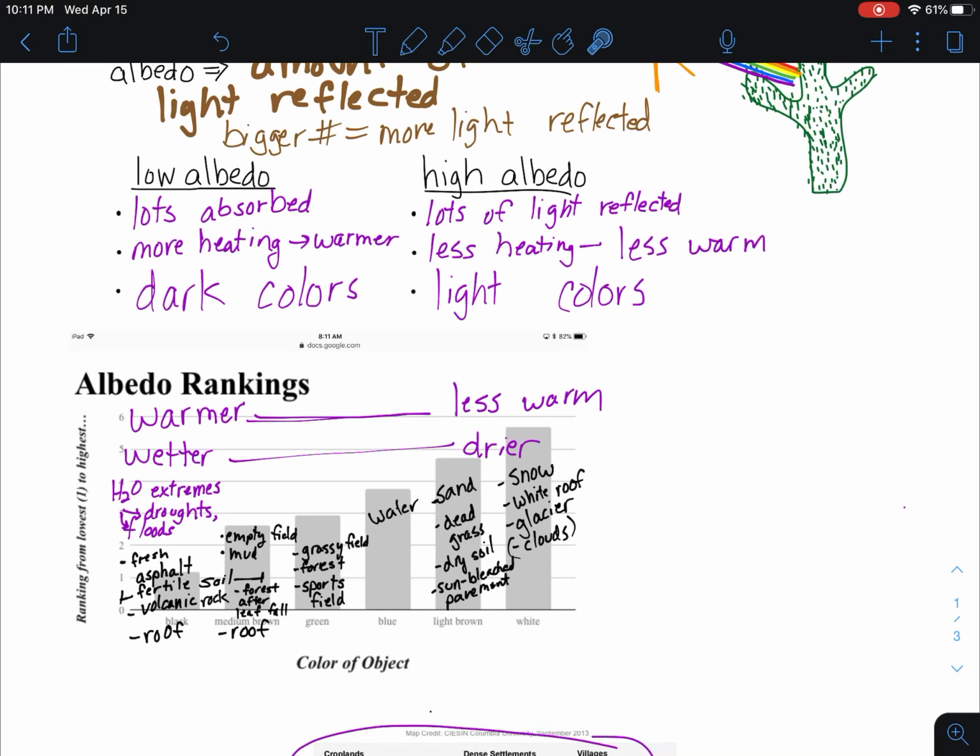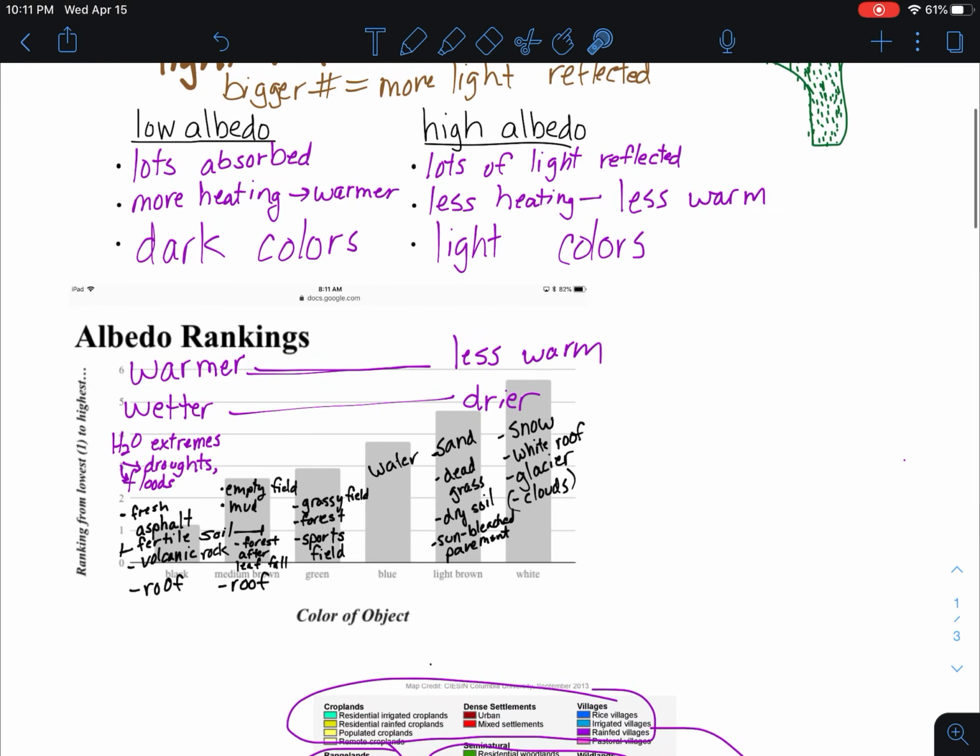Now, with the albedo lab that I would have had you do if we were in class, I would have had you take the albedo of something that is black, medium brown, green, blue, light brown, and then white. You would have entered all your data and we would have found out that the lowest albedo is the stuff that is black. These are things such as fresh asphalt, very fertile dark soil, volcanic rock, and roofs. That kind of land surface is going to be warmer.